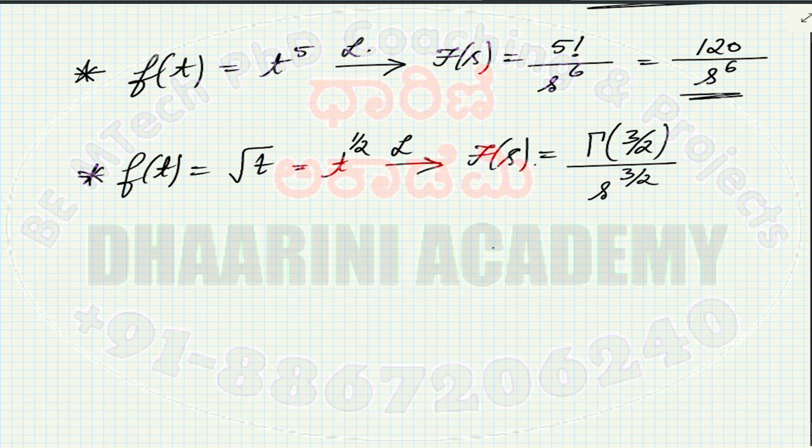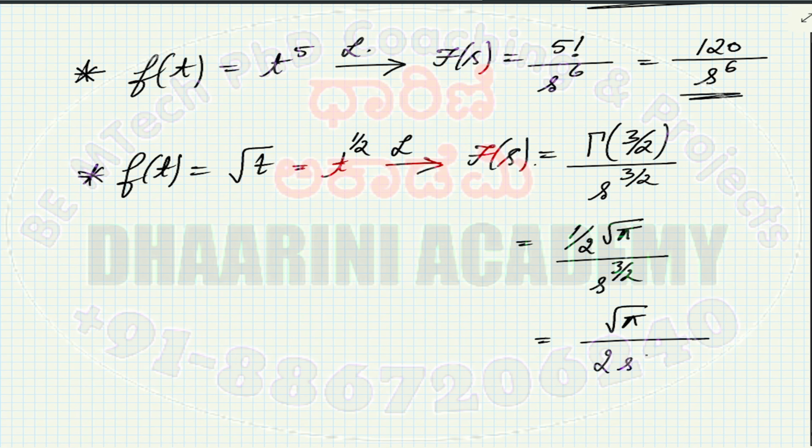So let us substitute now. So gamma 3 by 2 is 1 by 2 into root pi, whole divided by s to the power 3 by 2. So this is nothing but root of pi, whole divided by 2 times s to the power 3 by 2, is the answer.